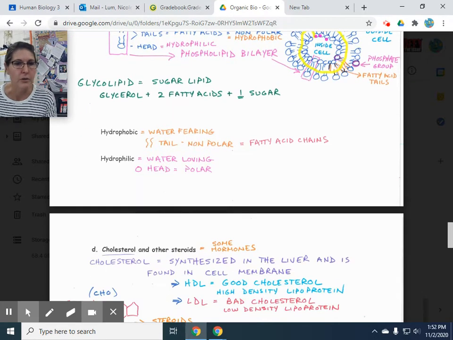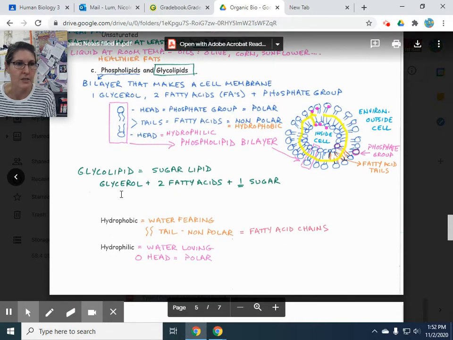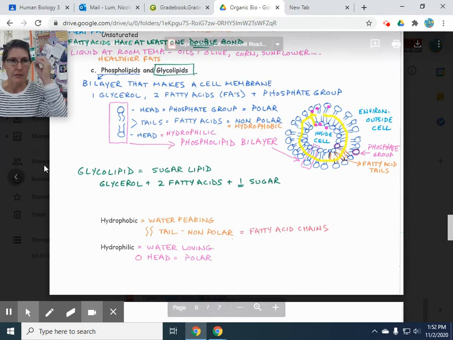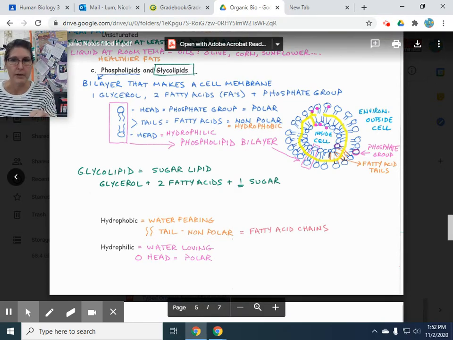And we'll talk about glycolipids a little bit more as we get into that next little set of notes that you guys will see. We'll expand upon this, so keep this in your head, and we'll really break this structure down a little bit more.